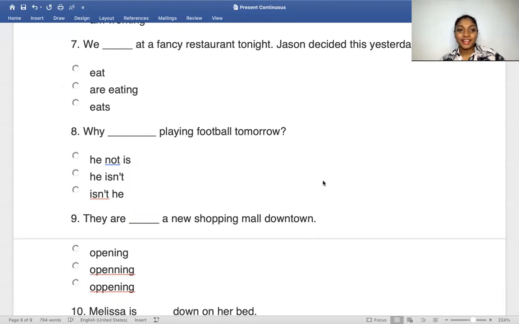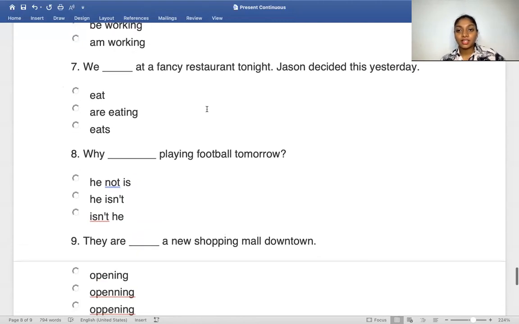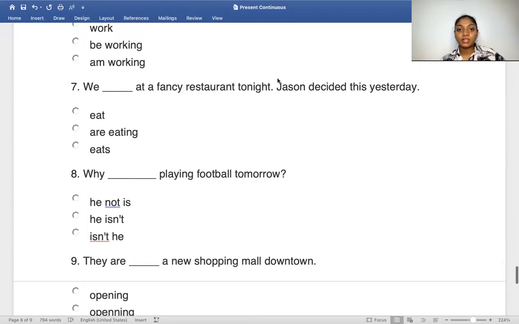Number 7. We are eating at a fancy restaurant tonight. Jason decided this yesterday. Restaurant. We are eating at a fancy restaurant tonight.